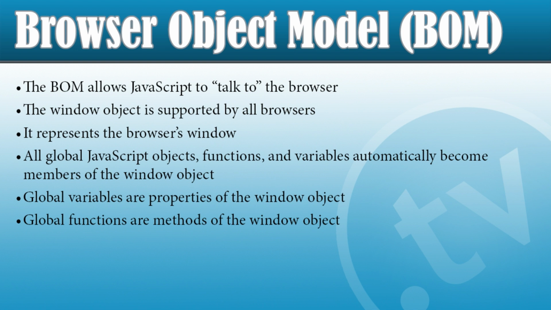The window object is supported by all browsers. It represents the browser's window. All global JavaScript objects, functions, and variables automatically become members of the window object. Global variables are properties of the window object. Global functions are methods of the window object.